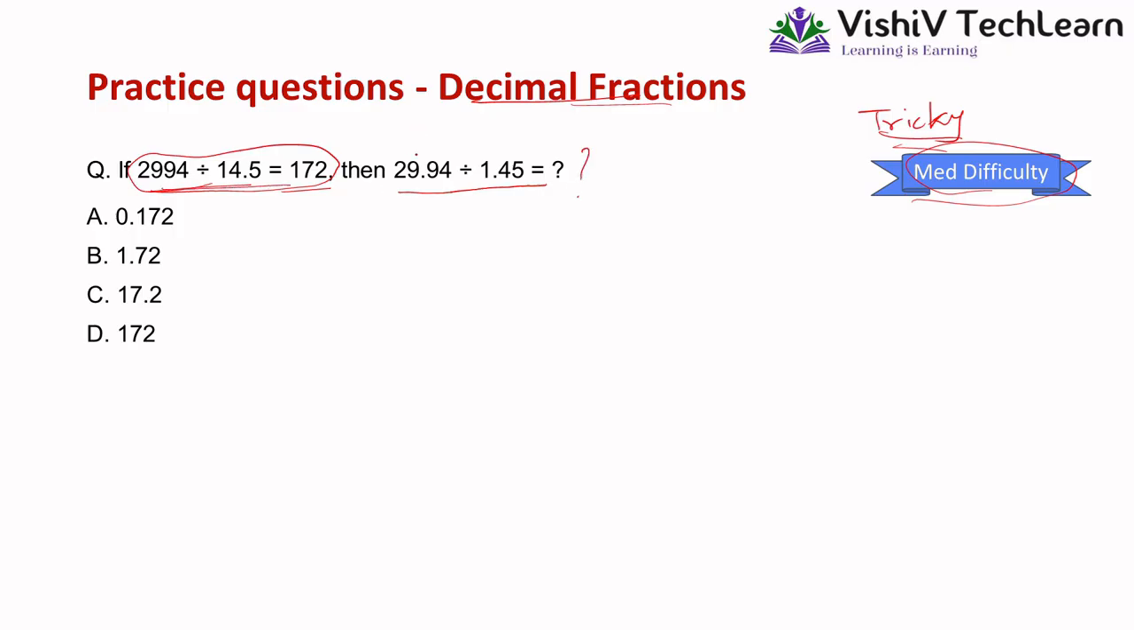Now since it is already given, you can see the same figures, 2994, the only thing is the decimal is there, and here also 145, the only thing is the decimal has shifted its position. So in this question, we can write down the given as it is, 2994 divided by 14.5, and this is equal to 172. Now here we are shifting the decimal by 2 positions, and here by 1 position, if we compare it with this, correct?